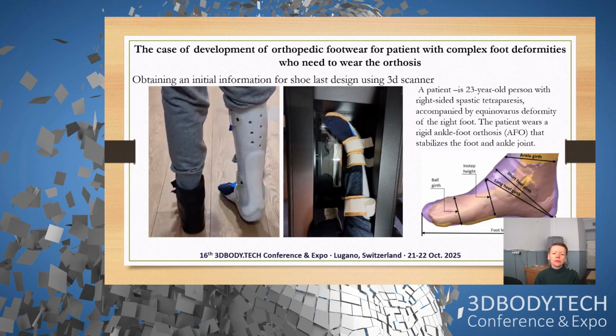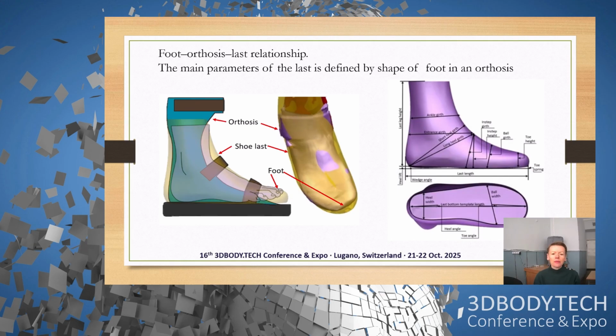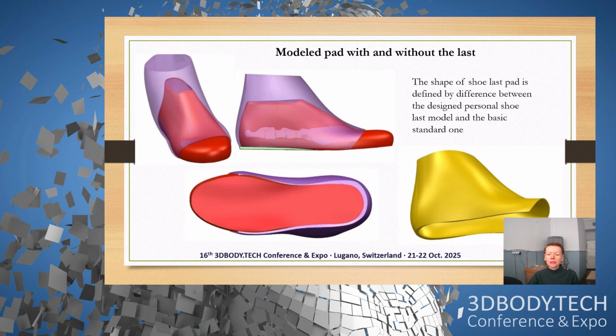The case of development of orthopedic footwear for patients with complex foot deformities who need to wear an orthosis. Obtaining initial information for shoe last design was done using a 3D scanner. The main parameters of the shoe last in such a case are defined by the shape of the foot with the orthosis. The shape of the shoe last pads in such a case is defined by differences between the designed personal shoe last model and the basic standard shoe last model.